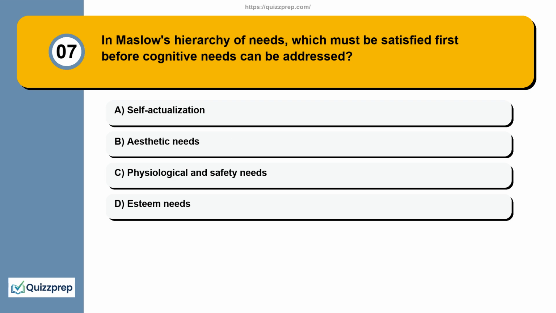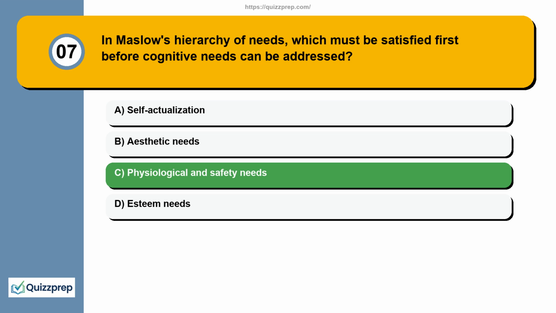Question 7. In Maslow's hierarchy of needs, which must be satisfied first before cognitive needs can be addressed? Here are your options. Option A. Self-actualization. Option B. Aesthetic needs. Option C. Physiological and safety needs. Option D. Esteem needs. The correct answer is option C.